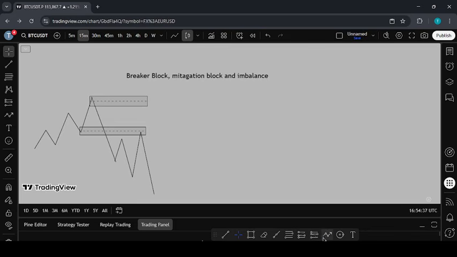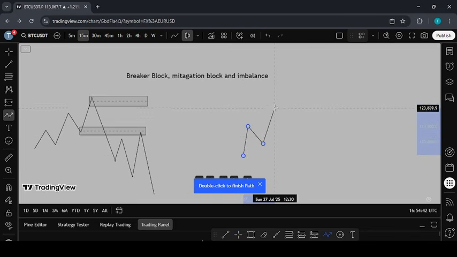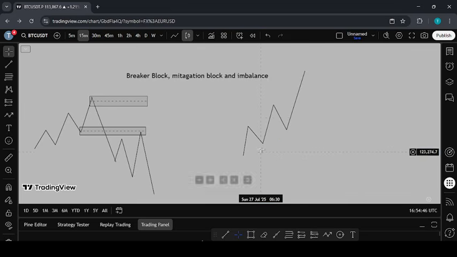For example, let me give you an example of a mitigation block. The market was bullish like this, right? Then it creates a break of structure to the upside.